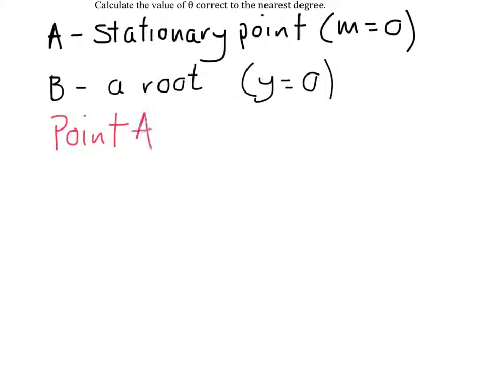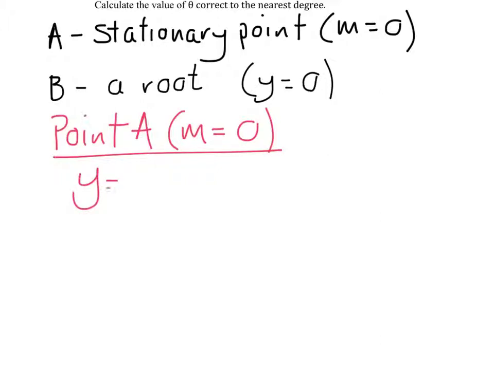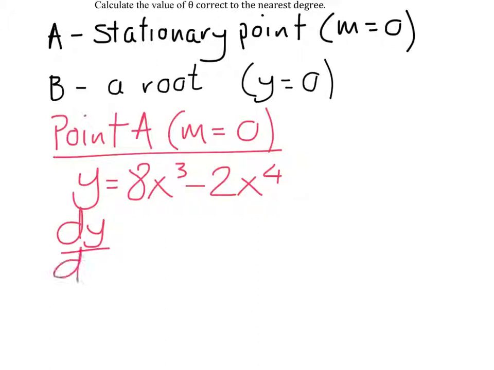So point A has m equals 0, gradient equals 0, which will allow us to find that point. As soon as we know we are looking for a stationary point, we should know to differentiate the curve. So the original curve is 8x cubed minus 2x to the power of 4. If we differentiate, that gives us the gradient of the curve.